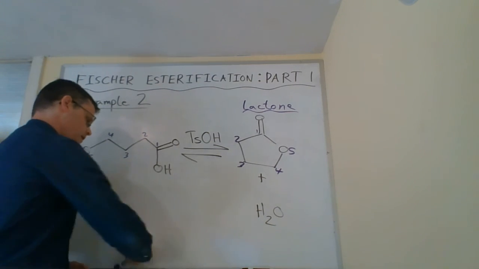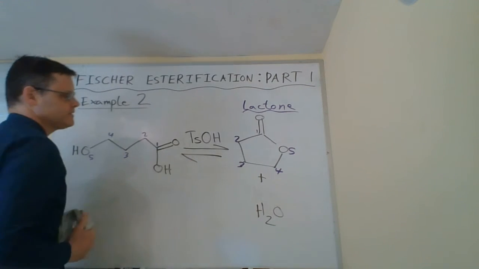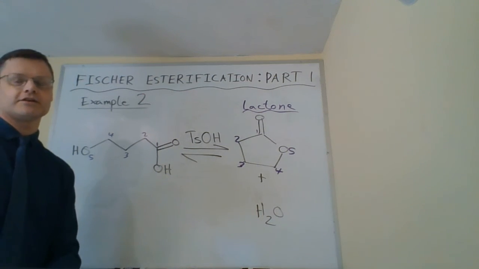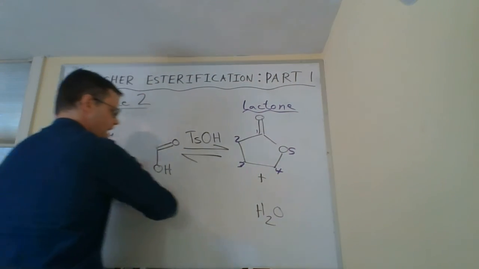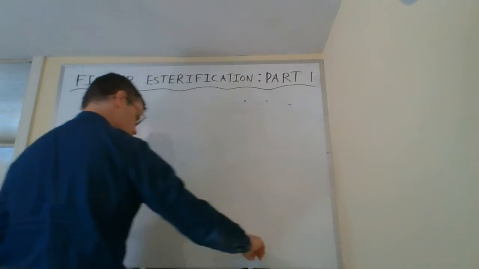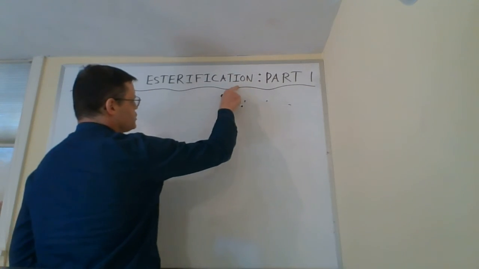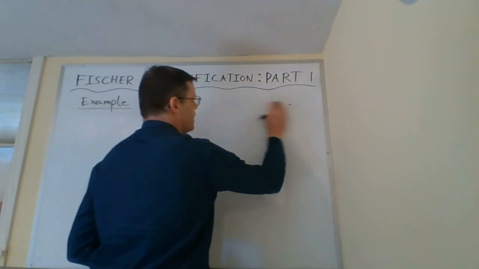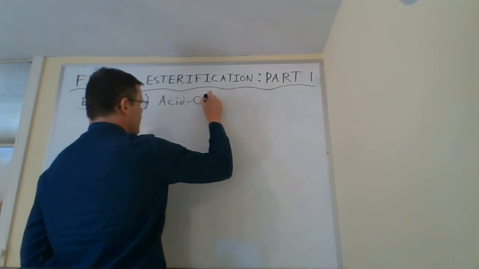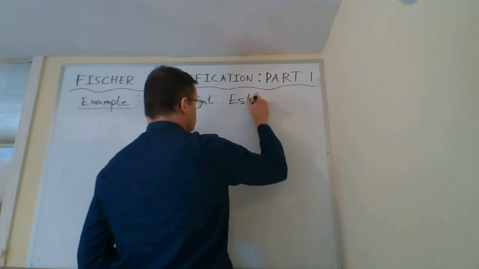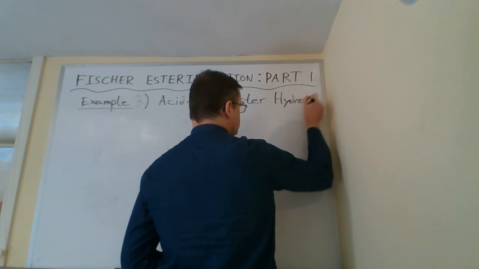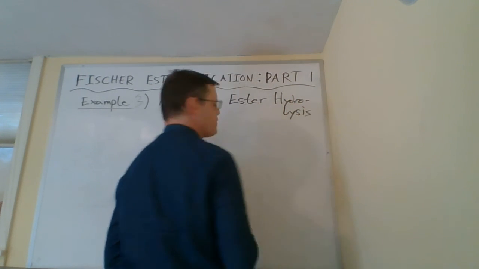One other thing I want to talk about here is that because this is an equilibrium, we can have the reverse reaction occur. The reverse reaction is called an acid catalyzed ester hydrolysis. So it's the opposite. Esterification is making an ester. Ester hydrolysis, acid catalyzed ester hydrolysis. We're going to use water to break apart the ester.